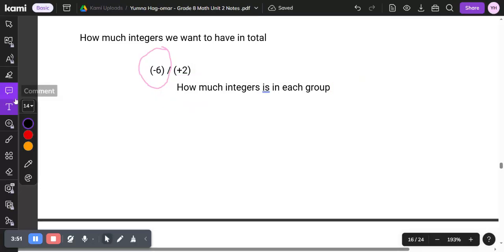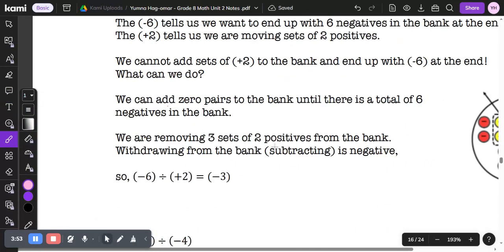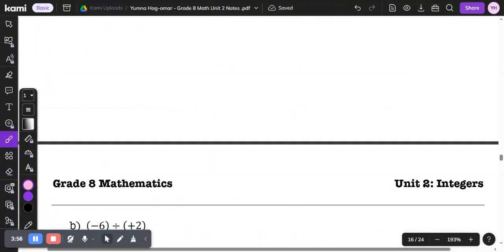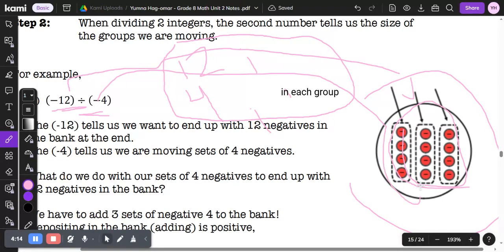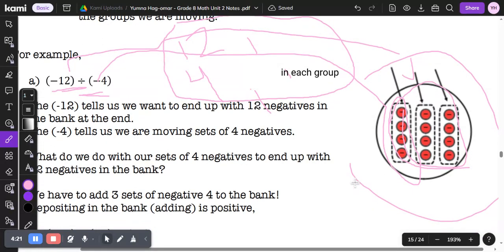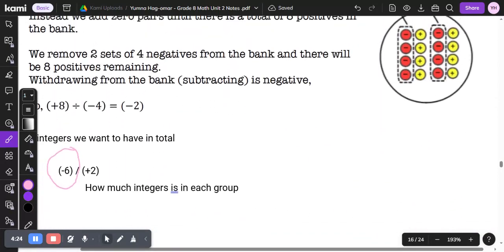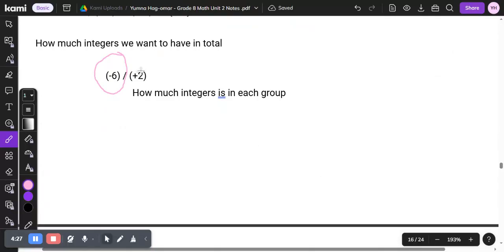Now, very confusing, I know. I was confused too, but let's go back to the first example. Minus 12 divided by minus 4. So in minus 12, if you count all of the integers over here, it amounts to minus 12, okay? But in each group, there is minus 4. That's basically it. So what we want to find out is how many groups there are that have minus 4 in each of them. But for our case, how many groups have plus 2 in them?